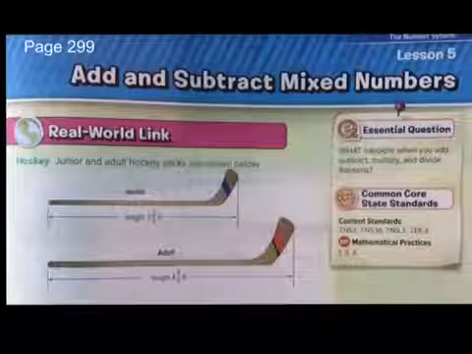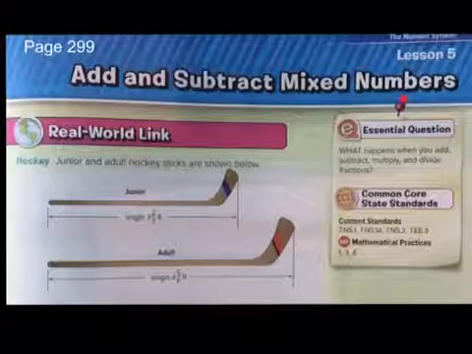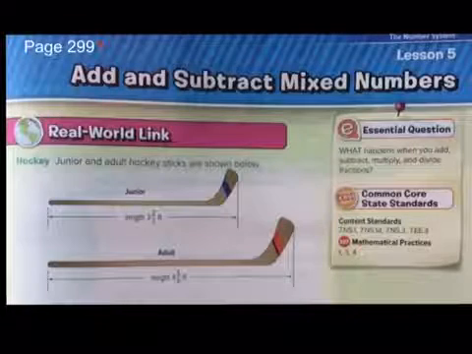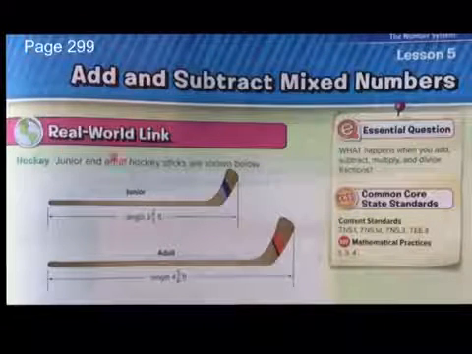Chapter 4, we're going to add and subtract mixed numbers. You can turn to page 299 and join me. Let's look at the real world link.